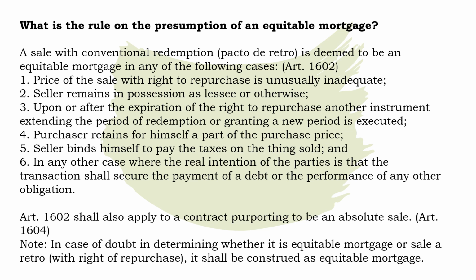Article 1602 shall also apply to a contract purporting to be an absolute sale as provided under 1604. Note that in case of doubt in determining whether it is equitable mortgage or a sale a retro with right to repurchase, it shall be construed as equitable mortgage.